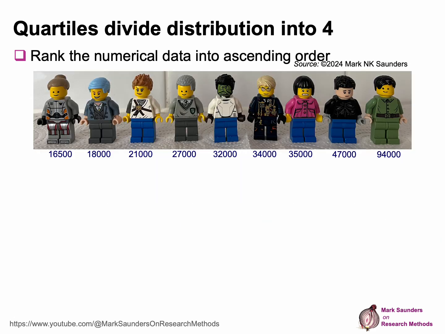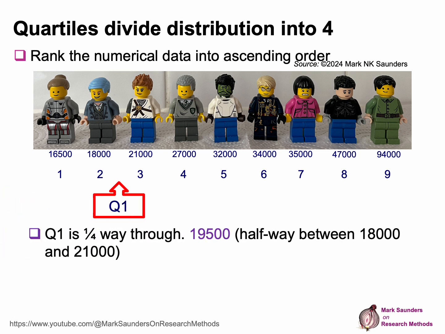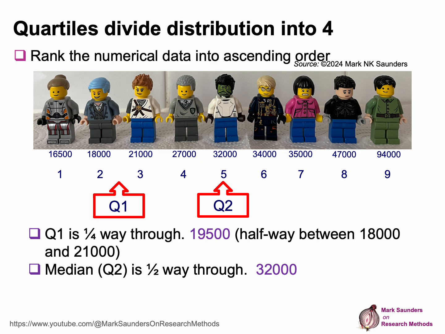Quartiles divide our distribution into 4 equal parts. To calculate each of the quartiles, we rank our numerical data into ascending order as before. Once we've done that, we calculate first of all our lower quartile. Because we have an odd number of data points, our quartile lies between values, and the lower quartile is halfway between our second and our third data value in this case. So halfway between 18,000 and 21,000, and this is represented by the value 19,500.